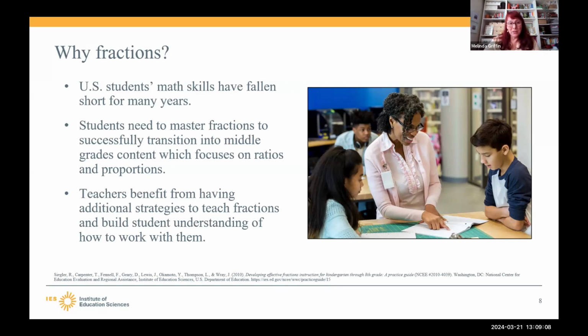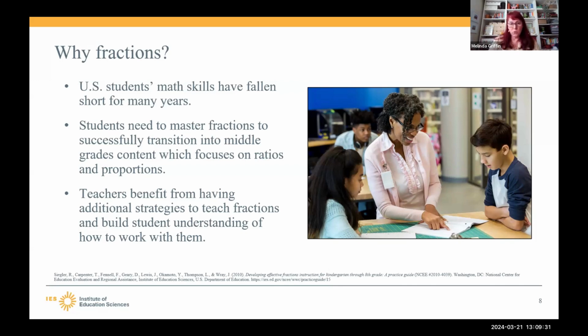So we know that US students' math skills have fallen short compared to our international counterparts for many years. And the pandemic has exacerbated that as well. So fractions are often a topic in math that shows great underperformance and often leads to difficulties as students make a transition to the middle grades.